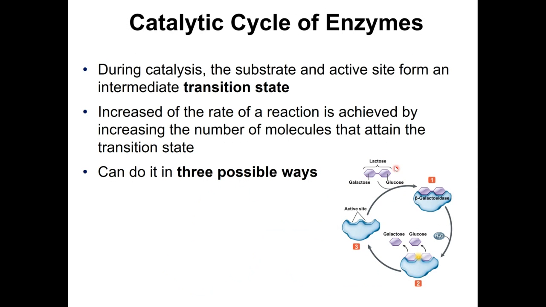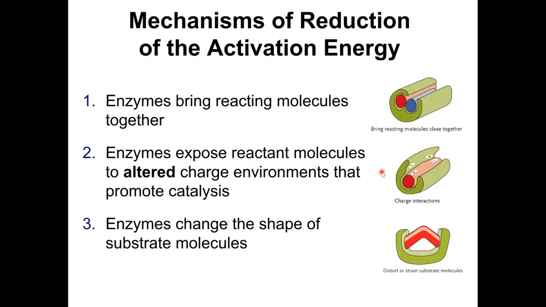So how does this translate into the reduction of the activation energy? Now, this is done through three possible mechanisms. So first one, imagine that you have two reactants, two molecules that have to join together. Well, you can reduce the activation energy simply by binding both of them and bringing them close to each other.